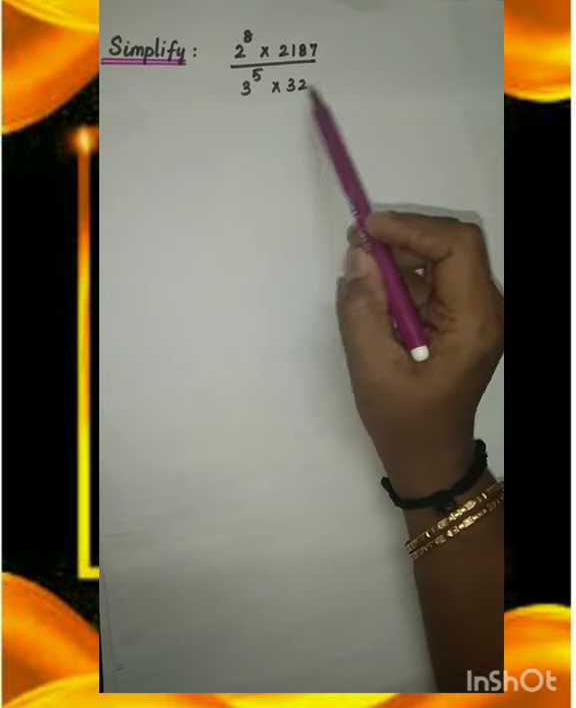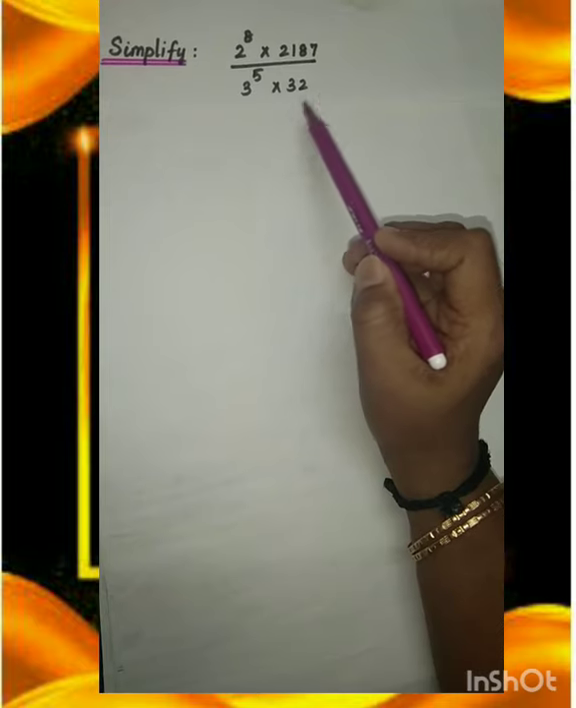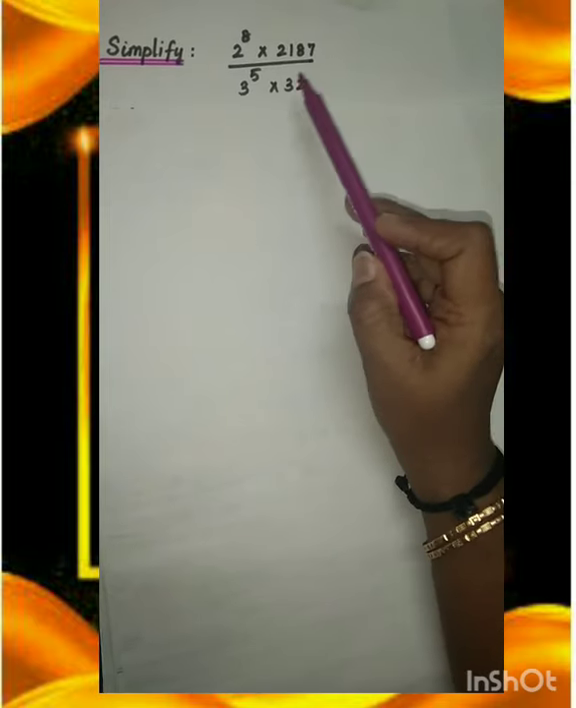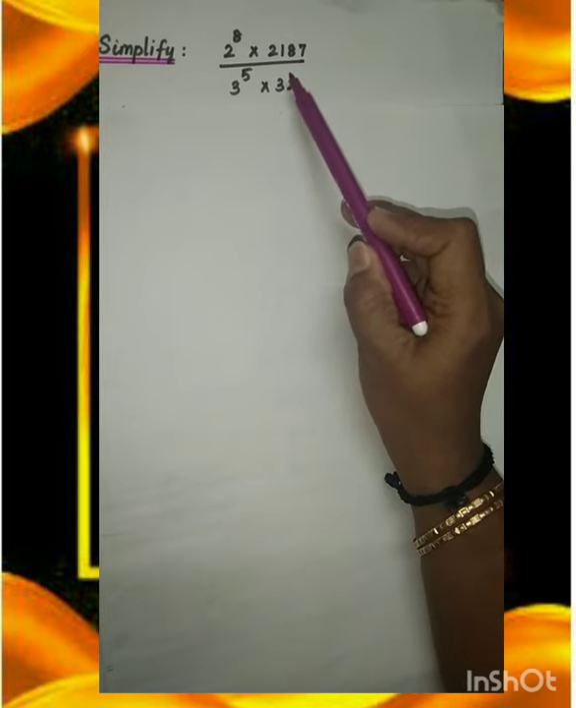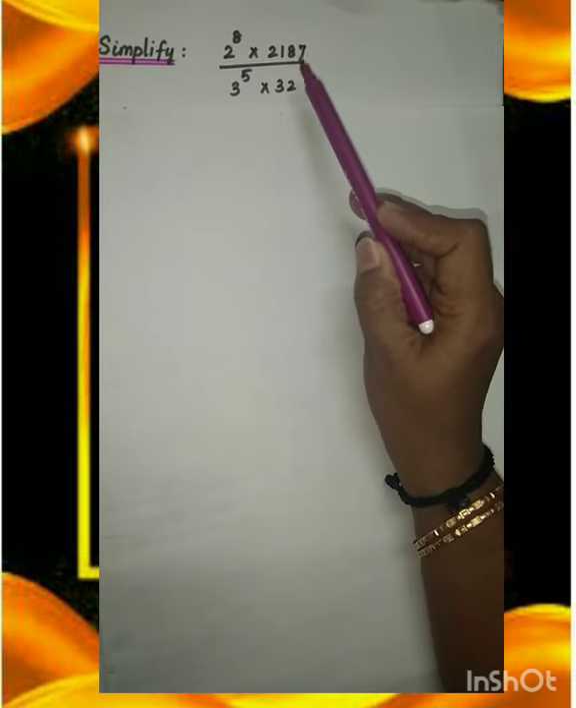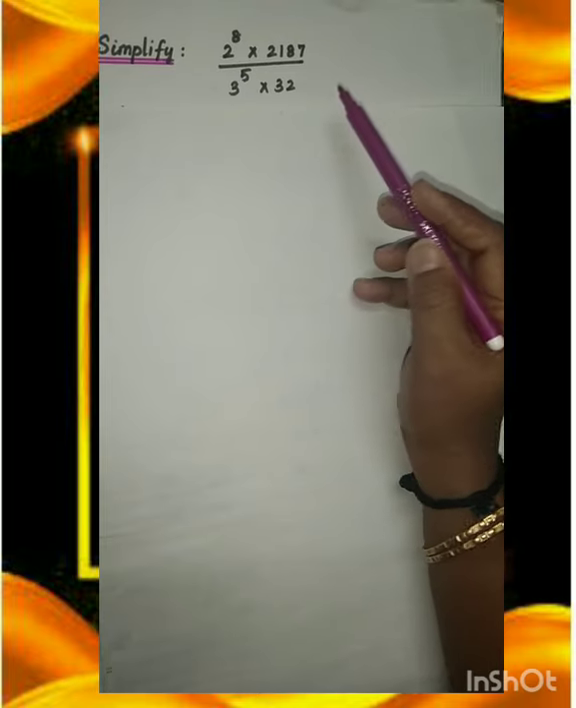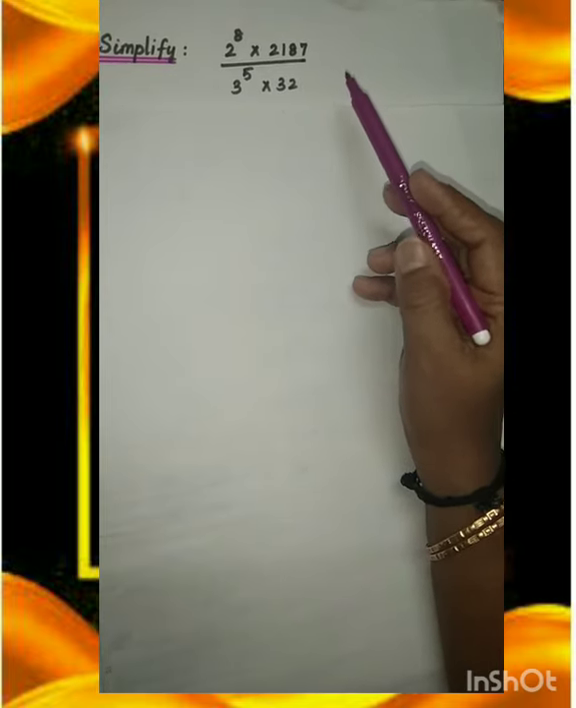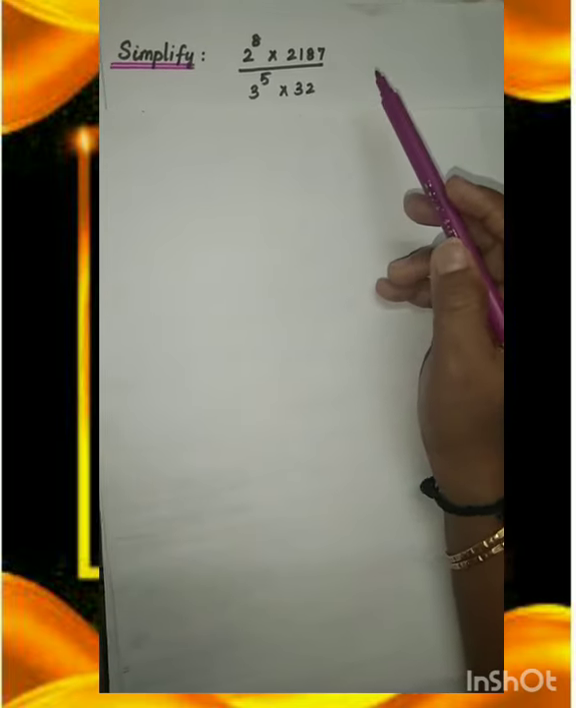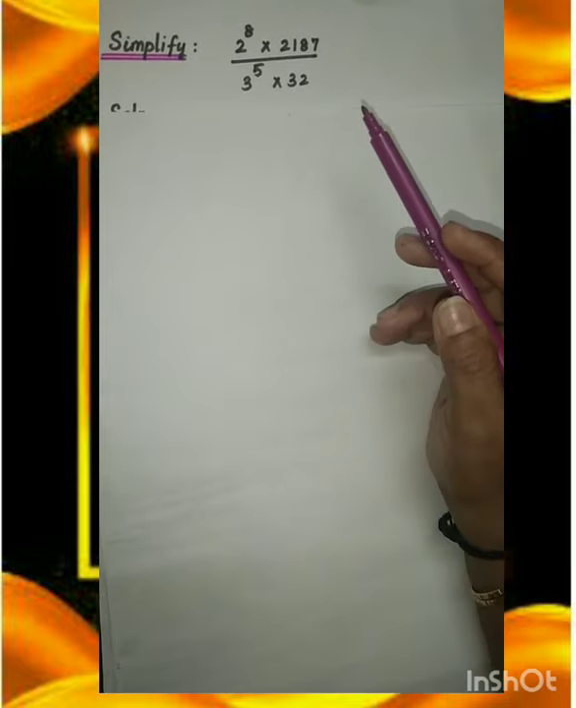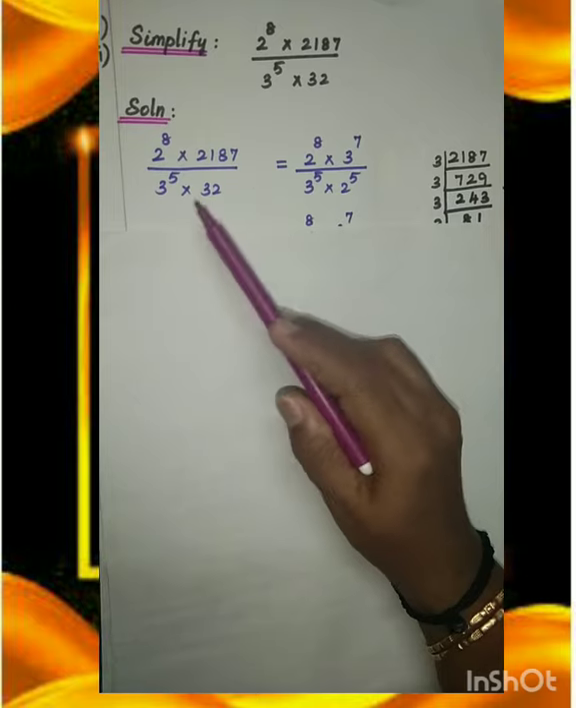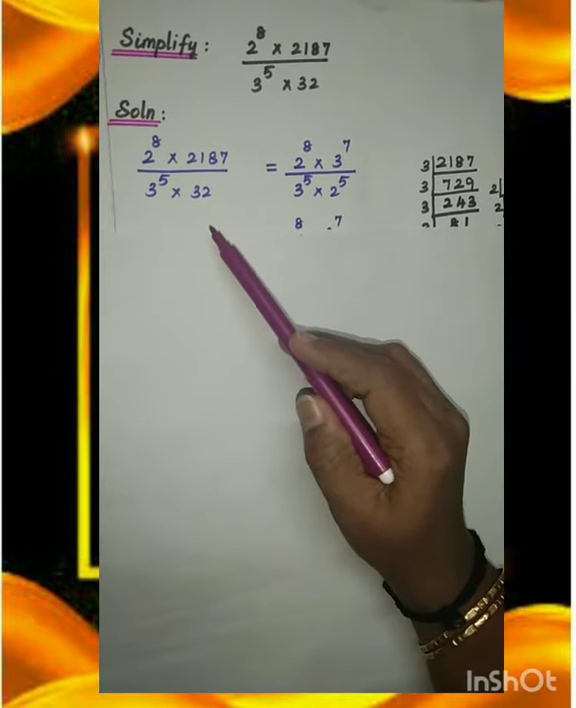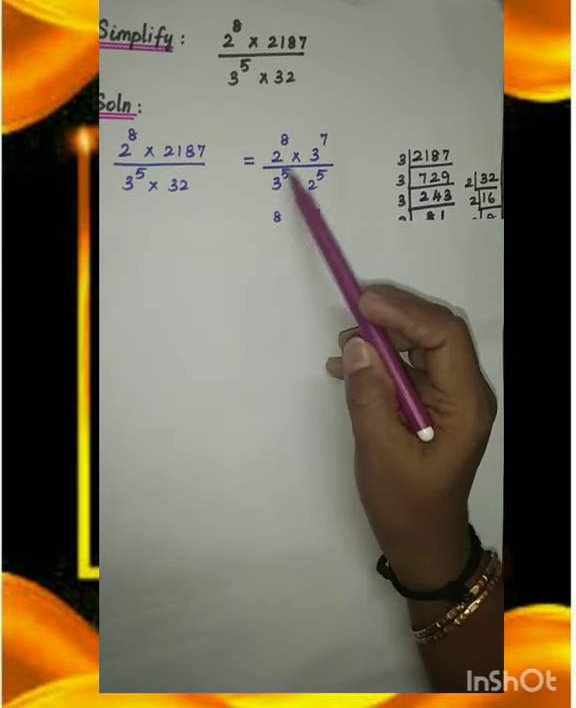The third subdivision: simplify 2 power 8 into 2187 divided by 3 power 5 into 32. Here also, 2187: first we have to break this 2187 in terms of prime factors, and then we can simplify using the laws of exponents which we have learnt. So here the solution: 2 power 8 into 2187 divided by 3 power 5 into 32 equals 2 power 8.